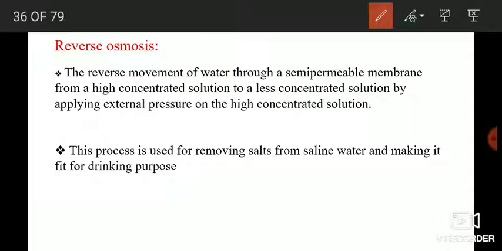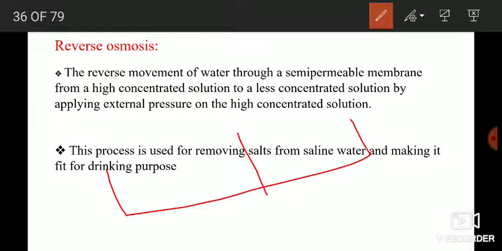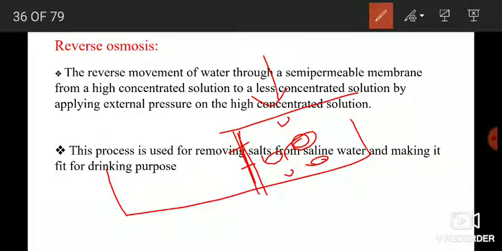So what is the importance of reverse osmosis? The process of reverse osmosis is used for removing salts from saline water, and this helps us to make saline water fit for drinking purposes. You have saline water in this container, and in between these two containers you have the semi-permeable membrane. You apply pressure on this side so that the water molecules move from this high concentrated solution to low concentrated solution through this selectively permeable membrane. This process of movement of water from higher concentrated side to lower concentration side is known as reverse osmosis, and it is used to make water fit for drinking purposes.